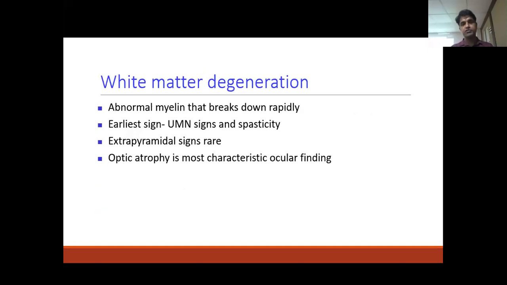Some of the characteristics of white matter degeneration are abnormal myelin, which breaks down rapidly. The earliest signs will usually be upper motor neuron signs and spasticity. Extrapyramidal signs are rare in this. Optic atrophy is the most characteristic ocular finding.